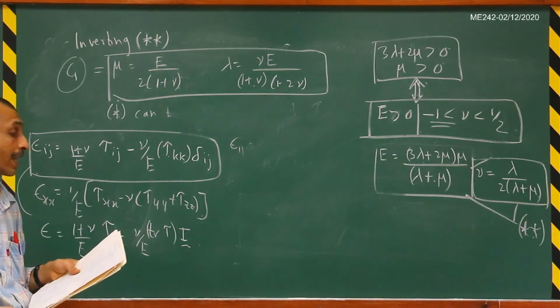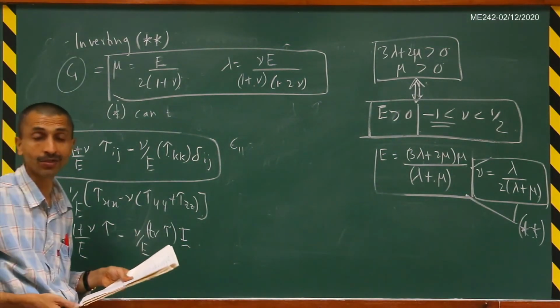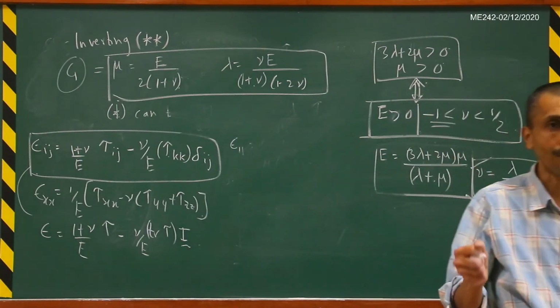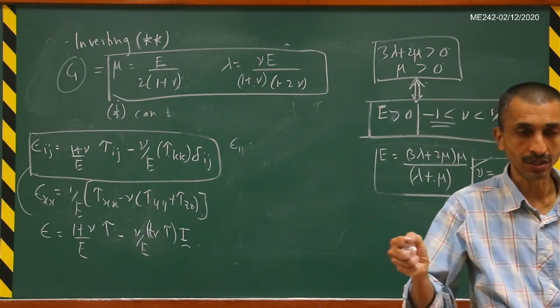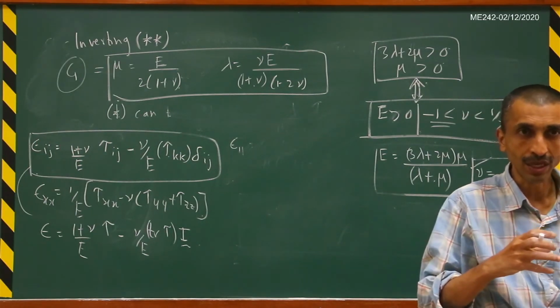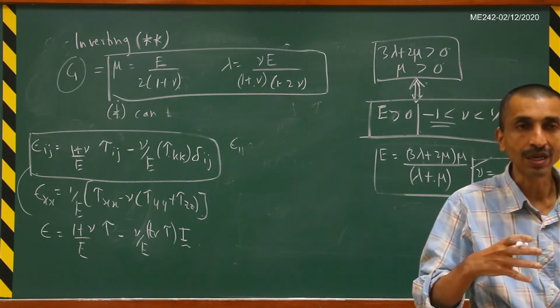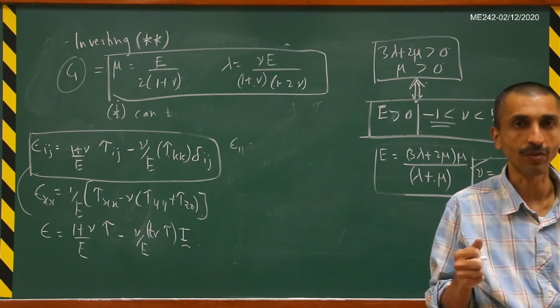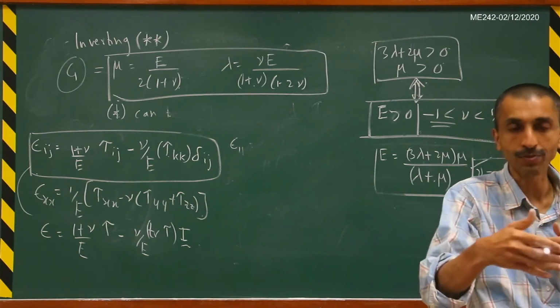So what does a negative Poisson ratio imply, right? So suppose I am pulling the rod in this particular direction, then instead of contracting in this particular direction, the bar can expand in the lateral direction, right? So that is what a negative Poisson ratio would imply, right? So I'm pulling it this way and it expands in this particular way.